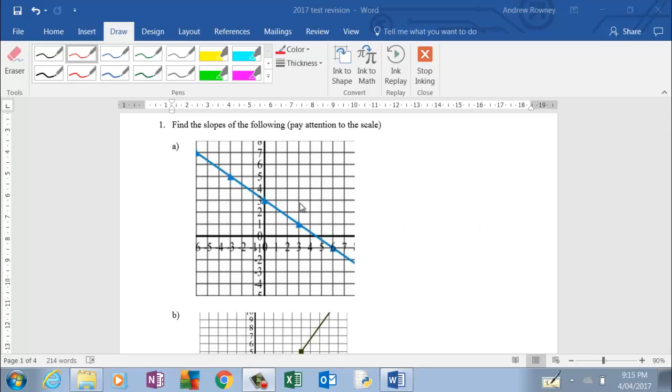Okay, we're going to do the test revision. We need to work out the slope of this line. They've given us several points here. We take these two here.